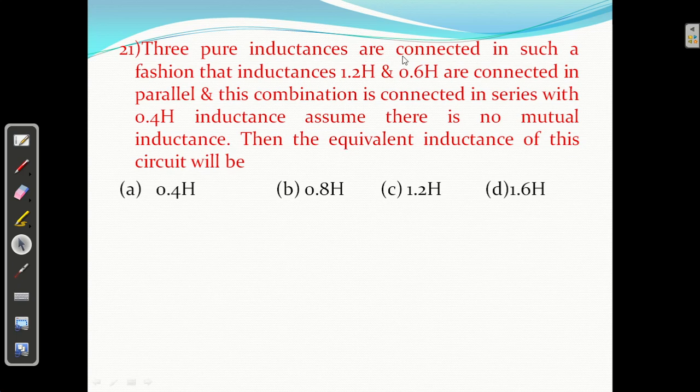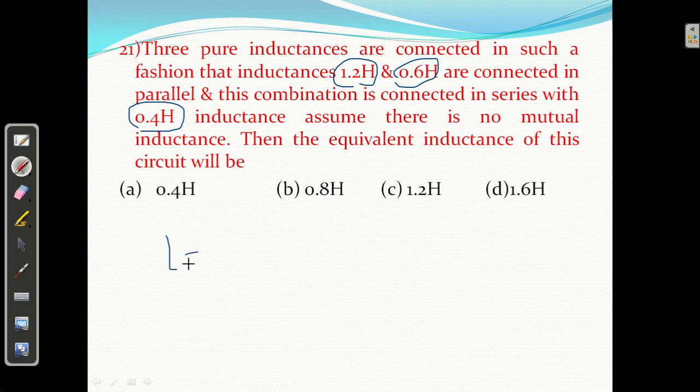Three pure inductances are connected in such a fashion that inductances 1.2 Henry and 0.6 Henry are connected in parallel, and this combination is connected in series with 0.4. Clear? Assume that there is no mutual inductance. Then the equivalent inductance of the coil.